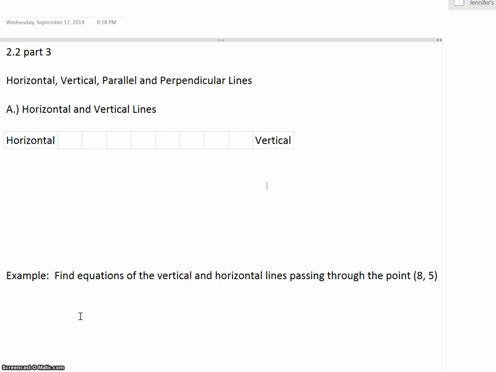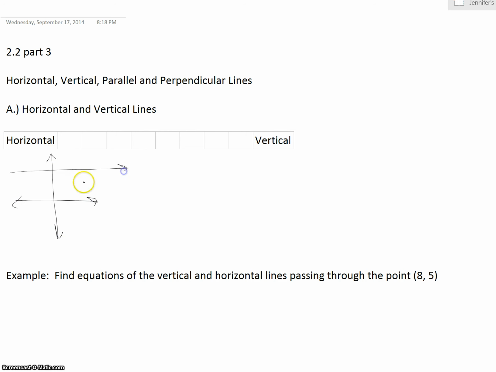Alright, today we're talking about horizontal, vertical, parallel, and perpendicular lines, and we're going to start out talking about horizontal and vertical lines. So, of course, on the coordinate plane, a horizontal line goes left to right. Okay, it's flat, so it has no slope. So if you were to think about the linear equation y equals mx plus b in slope-intercept form for a horizontal line, well, if it's flat, we know that's a constant function, and we know that a constant function has 0 rate of change, or a slope of 0.